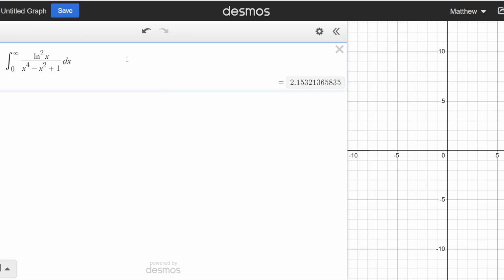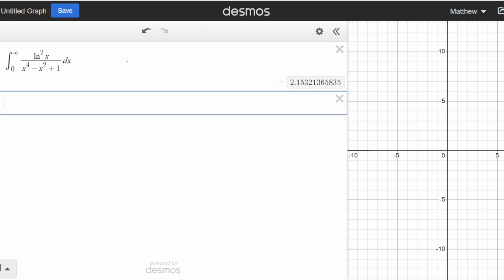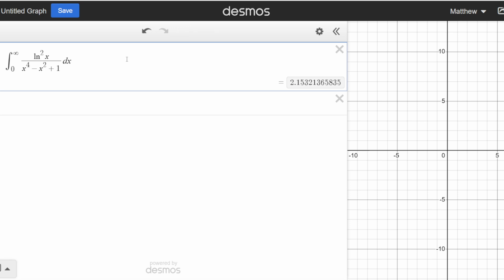Today we'll be taking a look at this really nasty integral, but we're going to be making use of that universal Mellin-Barnes formula that I derived in my last video and my second to last video. So let's go ahead and get started.